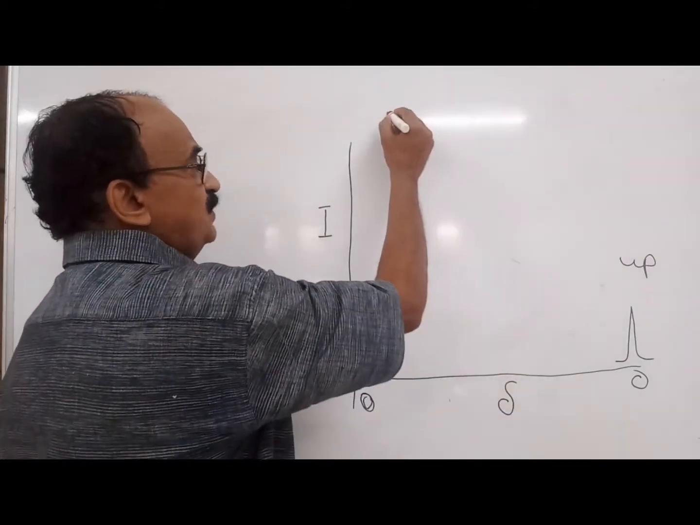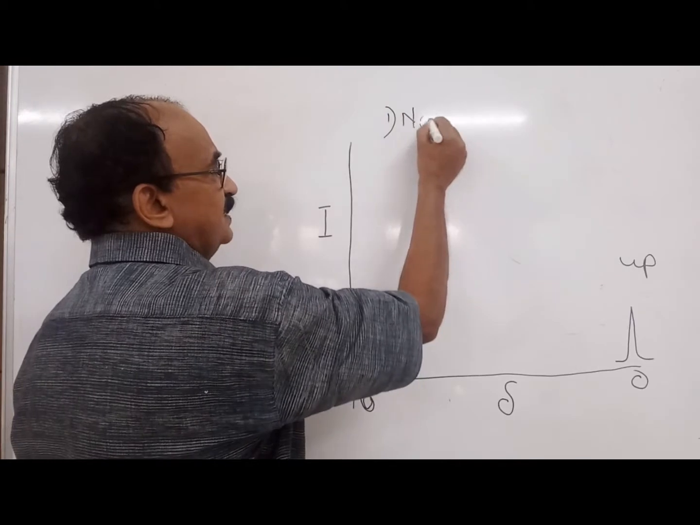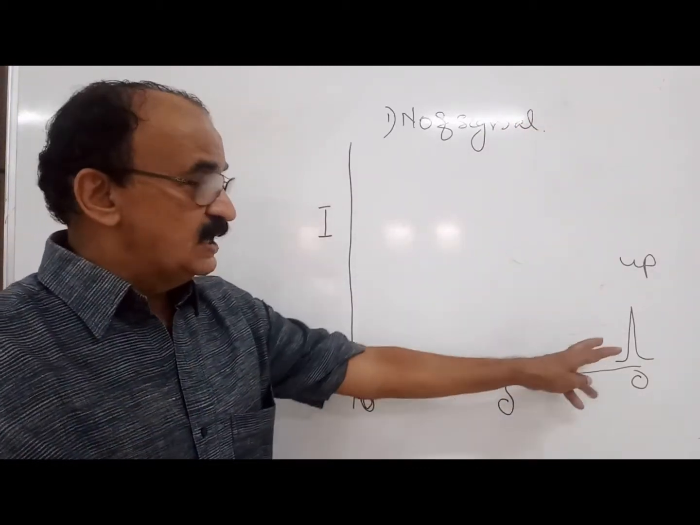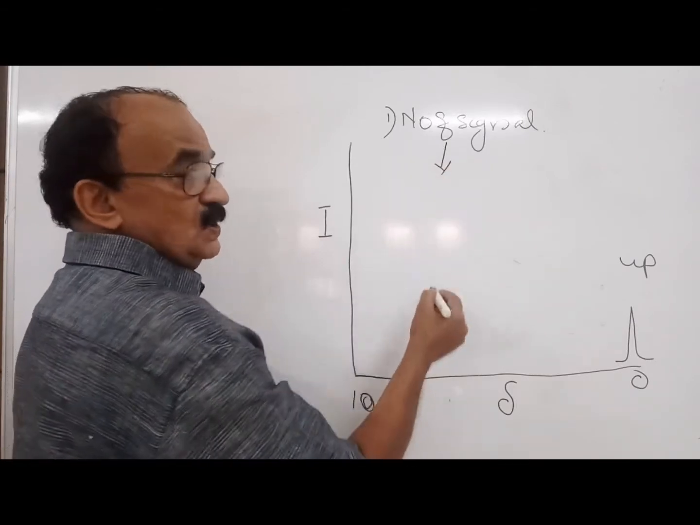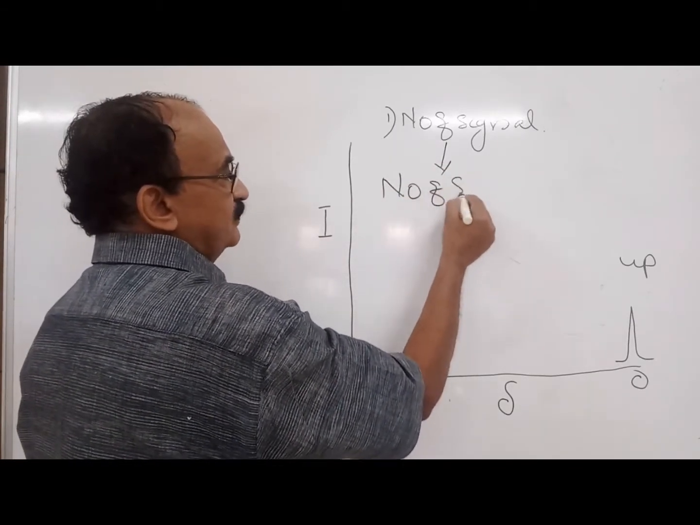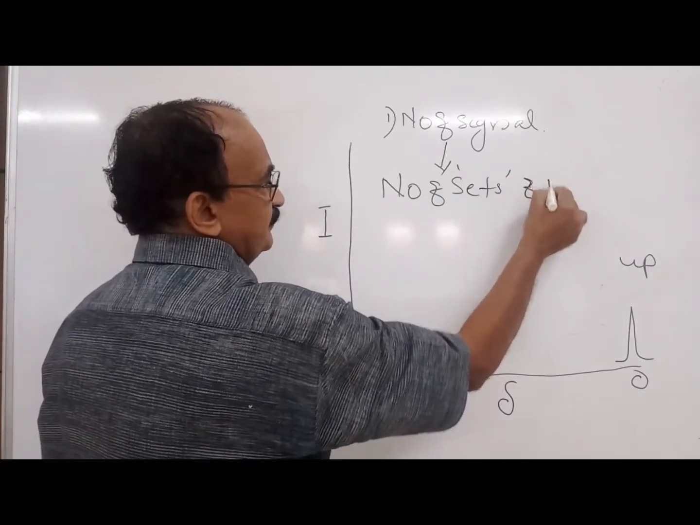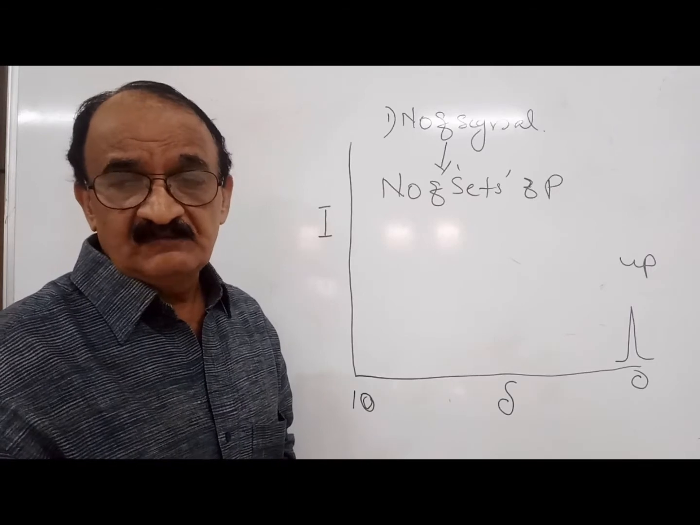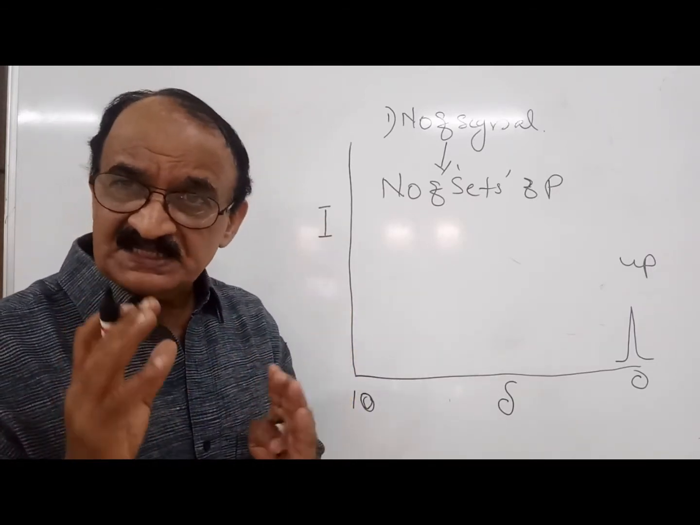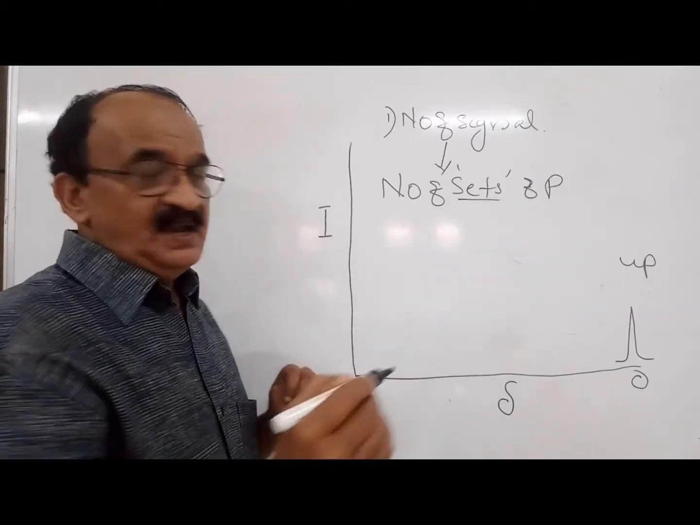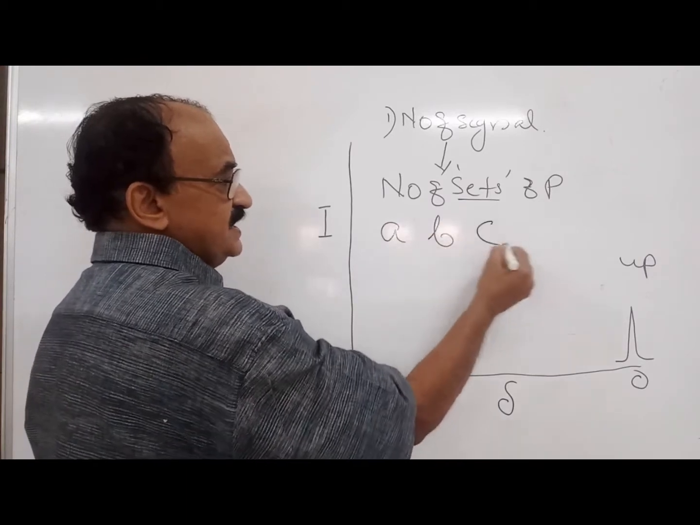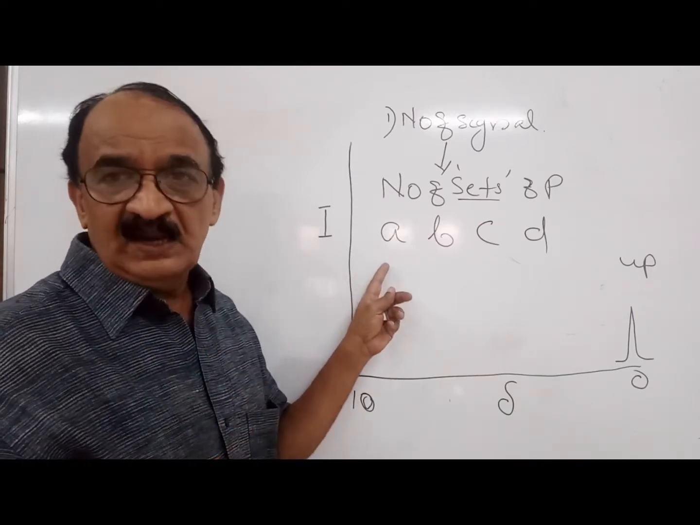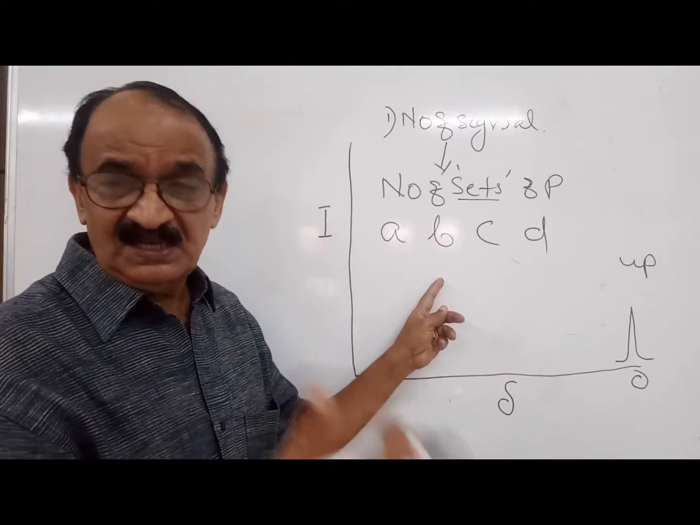Right? Now the first point we consider is the number of signals. How many signals will we get to the left of the signal of TMS? Number of signals is equal to the number of sets of protons. Each set contains a definite number of protons which are under similar chemical environment. The protons which are under similar chemical environment are called sets. Each set is denoted by letters A, B, C, D, etc. So A means a set of protons under similar chemical environment, and B is another set under another chemical environment.